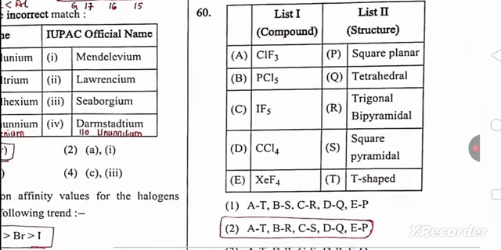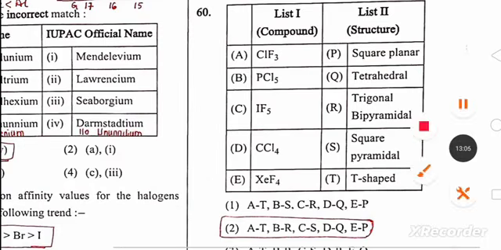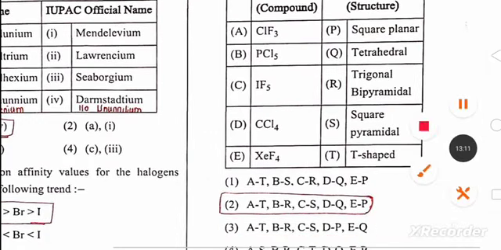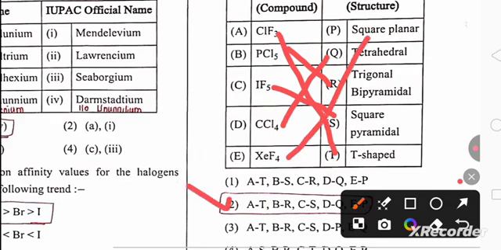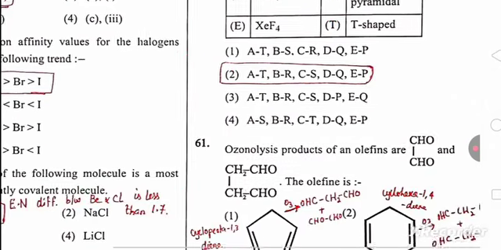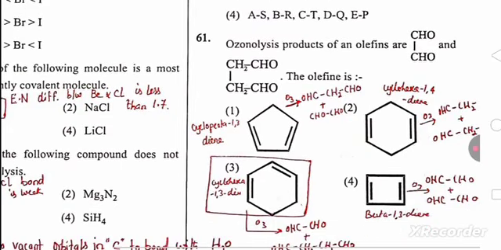In the next question, we need to find out the compounds with their correct structure. ClF3 is T-shape. PCl5 is trigonal bipyramidal. IF5 is square planar. Carbon tetrachloride is tetrahedral, and XeF4 is square planar. So option 2 is the right answer for this question. This belongs to the P block element chapter. Let us move to the next question.